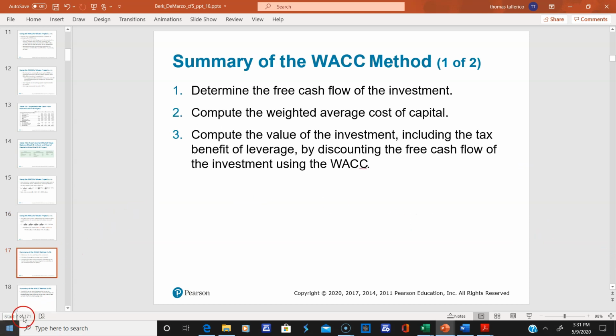All right, so the summary of that weighted average cost of capital method that we just did is right here. We determine the free cash flows. We compute the weighted average cost of capital. And we compute the value of the investment, including the tax benefit of leverage, by discounting the free cash flow of the investment using the weighted average cost of capital. So that's what we did in those previous slides with that example. And again, there was an error.